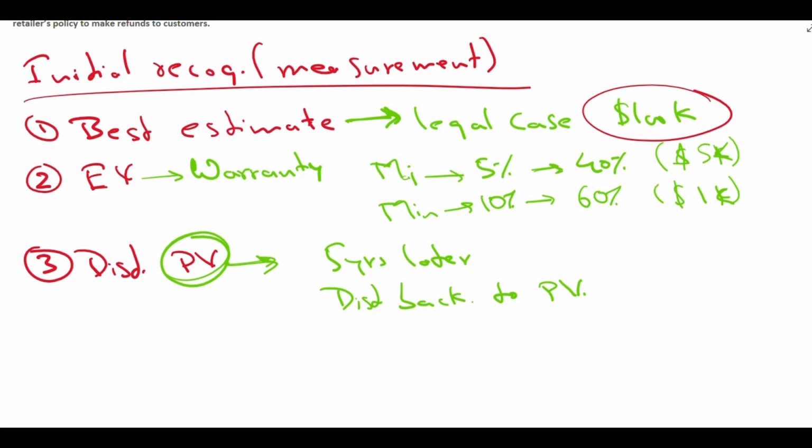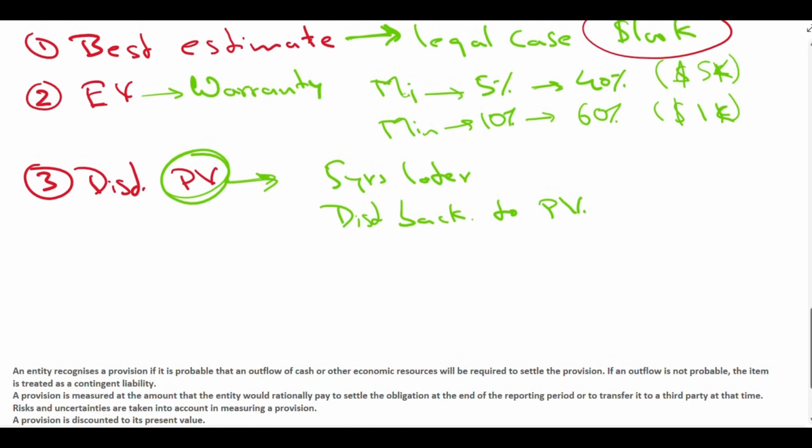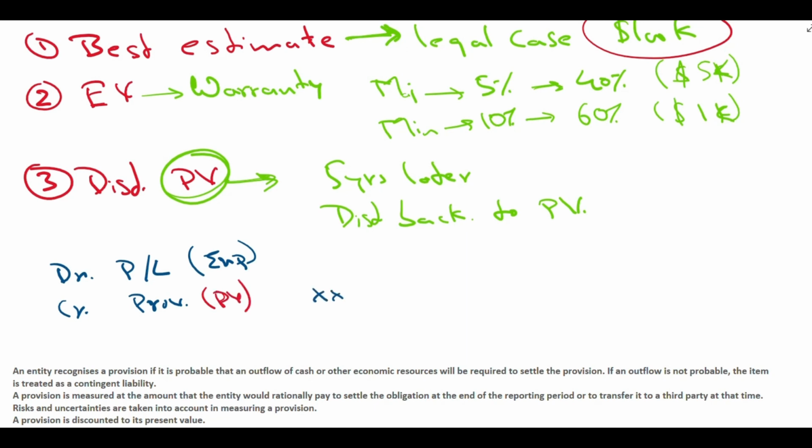If I talk about the journal entry, in the non-discount case the journal entry is pretty much simple. You record your expense and you credit your provision. So debit P&L and credit provision. This is your expense, provision. Now in the case of present value, this has to be recorded at the present value amount.